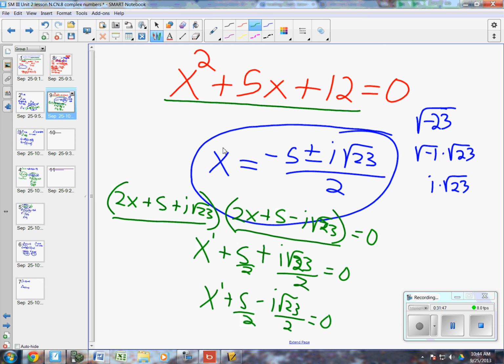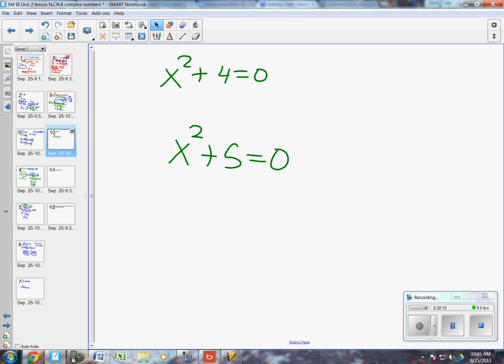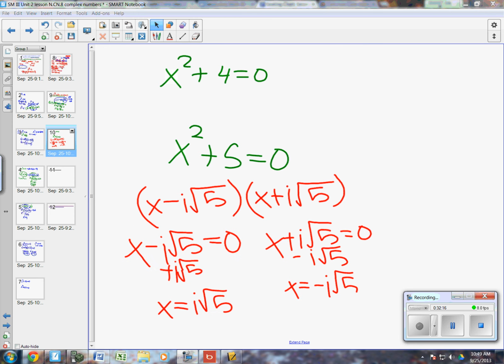All right, now, I gotta go back to what we were doing earlier. I had you guys solve this just a little bit ago. What was the answer to this again? What if I gave you this? Everybody solve this one right here. Okay, this is what Taylor got. And that is correct. X equals i square root of 5. X equals negative i square root of 5.